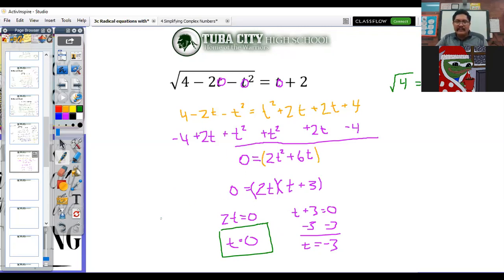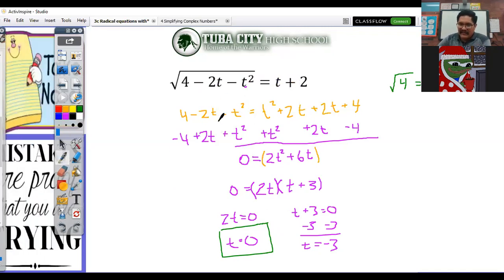Now that saves me a little bit of time and writing on the first one. But for the second one, I think I'm going to have to write everything out. So I just cannot skip this one. But at least I saved some time. 4 minus 2 times negative 3, because again, I'm replacing this with negative 3 squared.